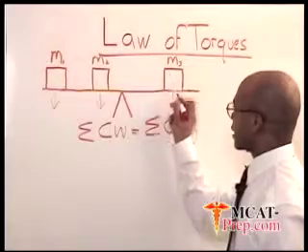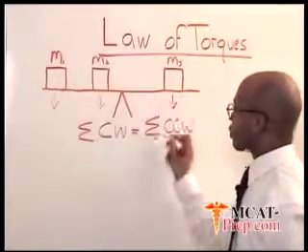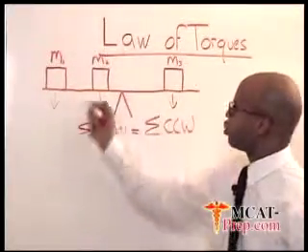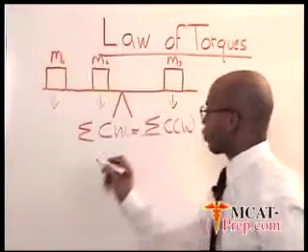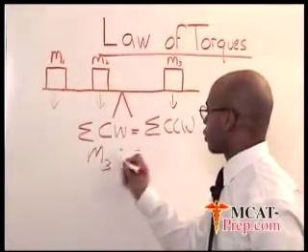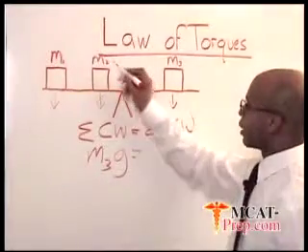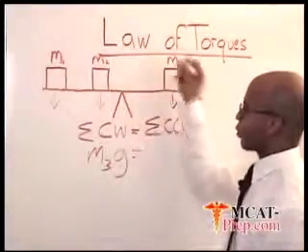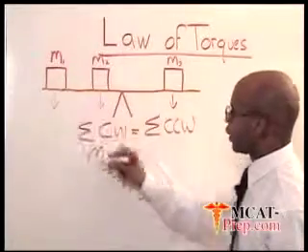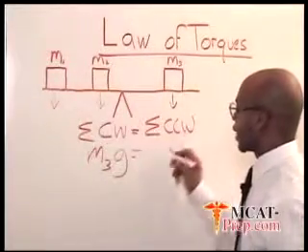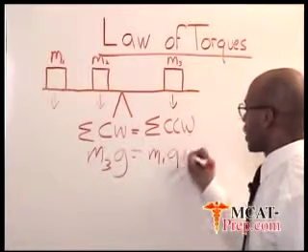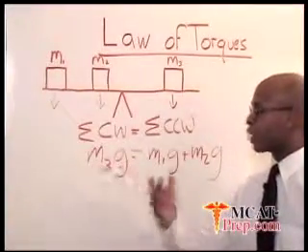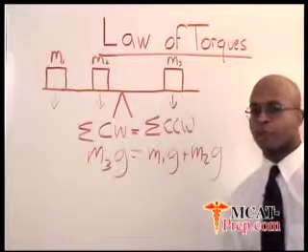Only one force, M3G, is moving in the direction of this marker, which is clockwise. You can clearly see that the other 2 forces, M1G and M2G, are moving in the opposite direction. So M3G is our clockwise torque force. And that would equal, moving in the counterclockwise direction, M1G plus M2G. This is a system in equilibrium: the sum of clockwise torque forces equals the sum of counterclockwise torque forces.